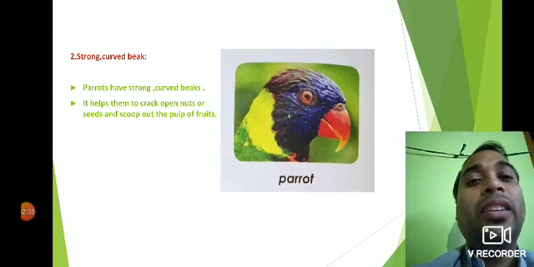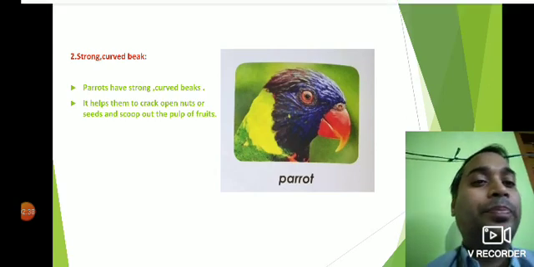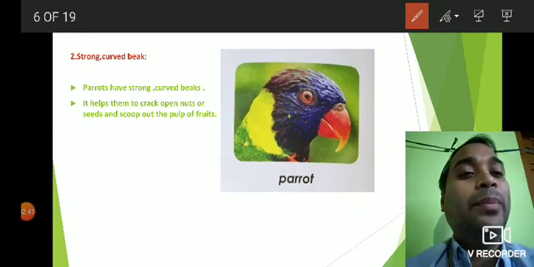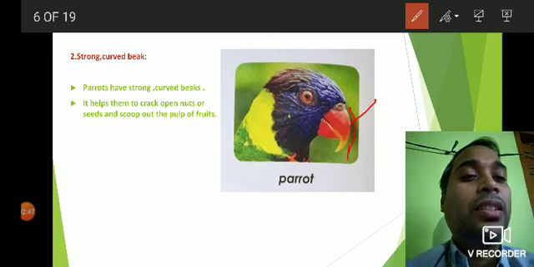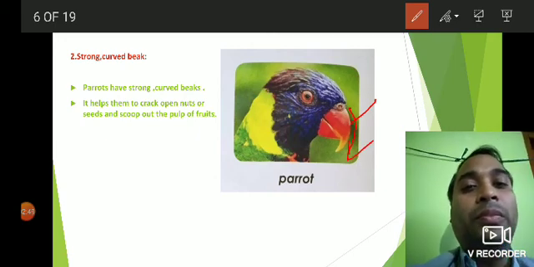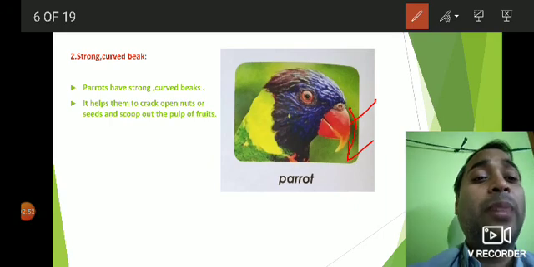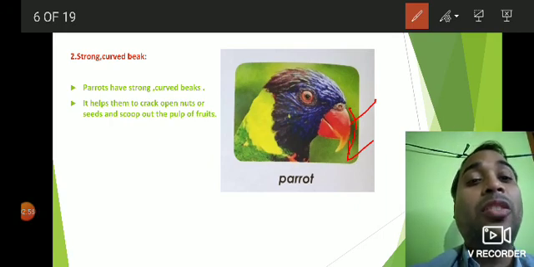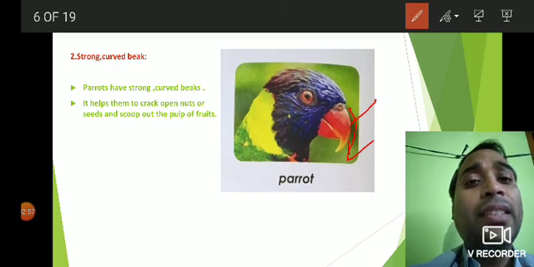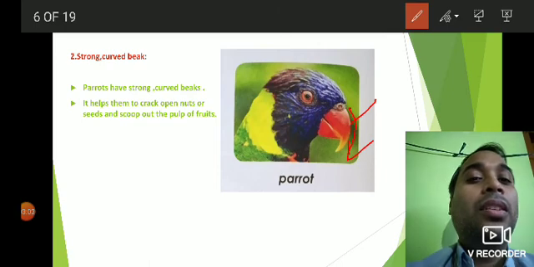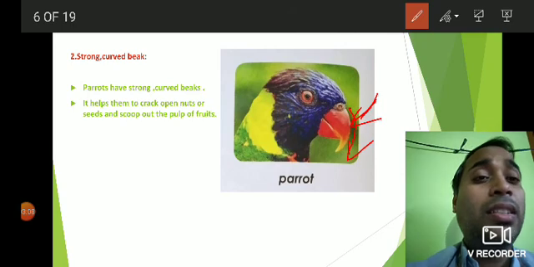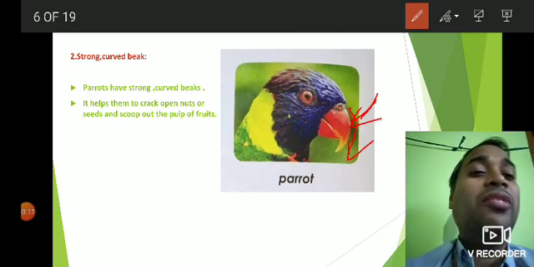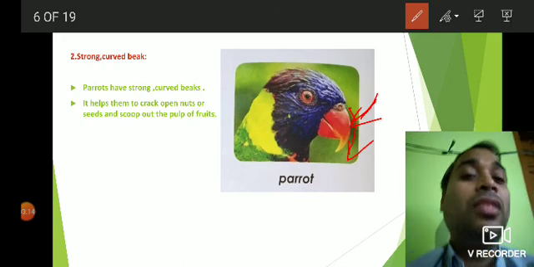Then the next type of beak is the strong and curved beak. You can see here, in the case of the parrot, the beak is strong and also curved. There is a curve in this beak. How does this type of beak help parrots? It helps them to crack open nuts or seeds and scoop out the pulp of fruits. They generally rely on nuts and other such foods. So remember the example: parrots have strong curved beaks.